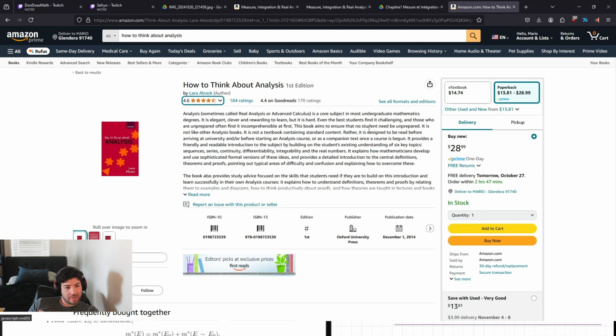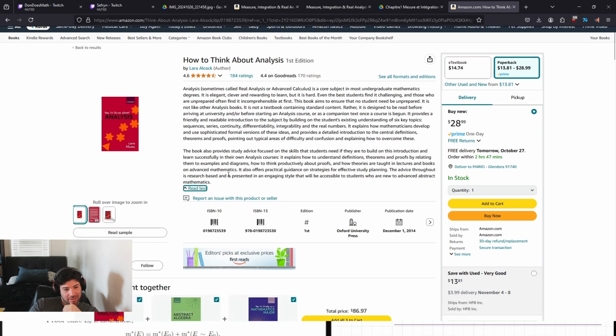It is not like other analysis books. It is not a textbook containing standard content. Rather, it is designed to be read before arriving at university or before starting an analysis course. Interesting. Or as a companion text, it provides a friendly and readable introduction to the subject by building on the student's existing understanding of six key properties: sequences, series, continuity, differentiability, integrability, and the real numbers. So analysis, real analysis. It explains how mathematicians develop and use sophisticated formal versions of these ideas. Oh, that's cool. It provides a detailed introduction to the central definitions, theorems, and proofs, pointing out typical areas of difficulty and confusion and how to overcome these. Oh, this is cool. It's cool to have a book like this around. I'm going to buy this eventually.